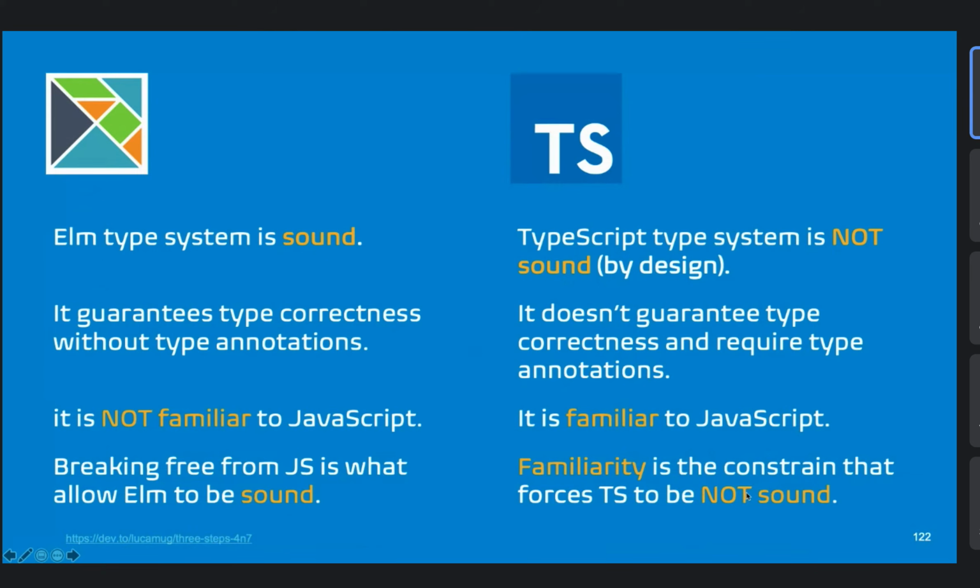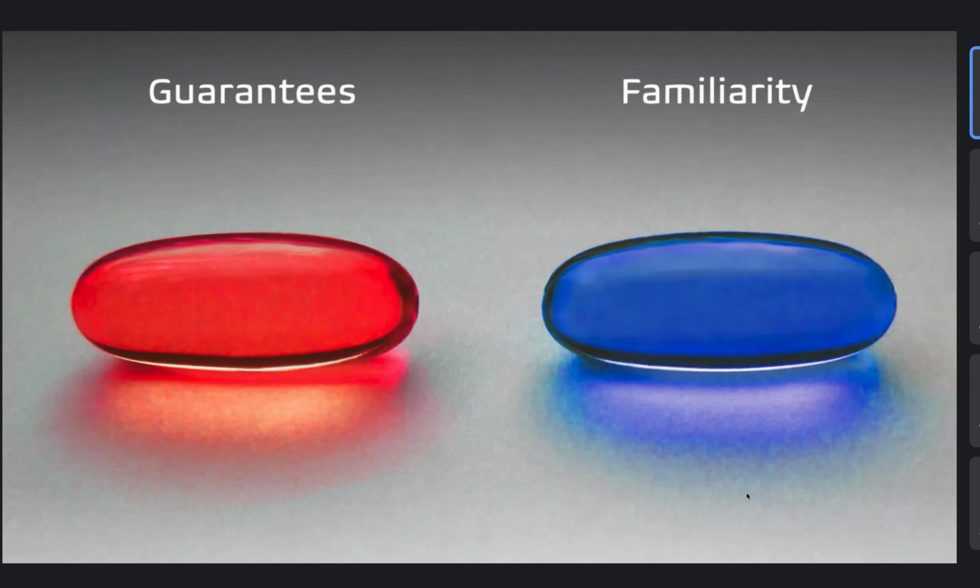So going back to this trade-off, the trade-off is between guarantees and familiarity. Technical decisions are always based on trade-offs. This is one of them, and I think it is an important one.